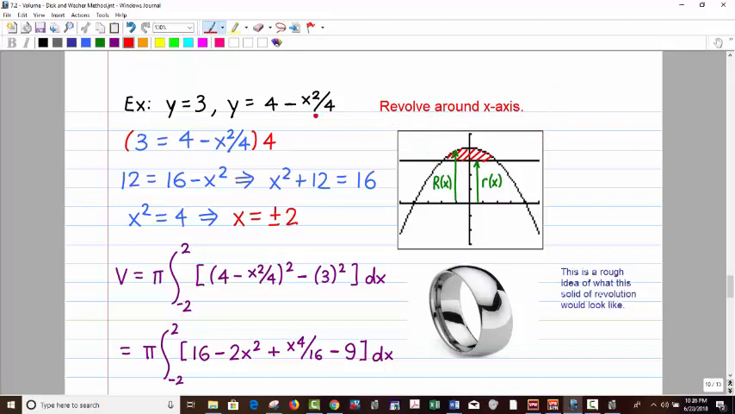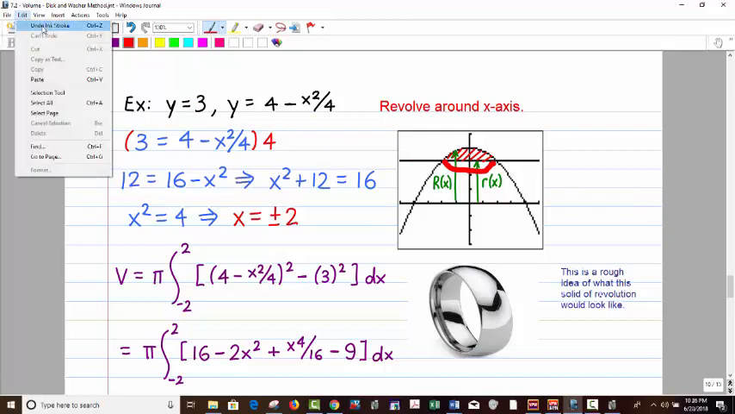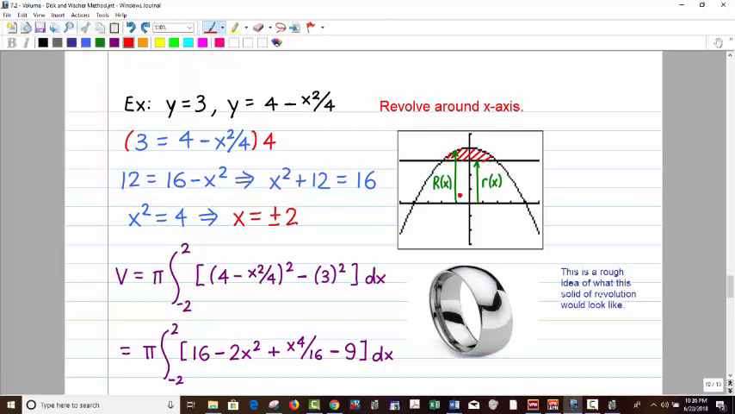It's kind of interesting though, because let's say if y equals 3 was this boundary and we were revolving around y equals 3, then you would end up with a solid that looked like an ellipse. But no, it's still being revolved around the x-axis. So there's going to be a big old gap down here.